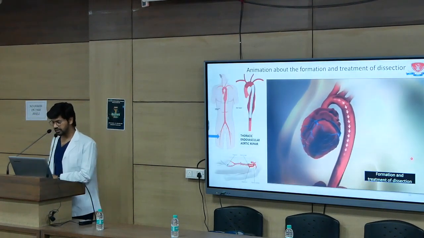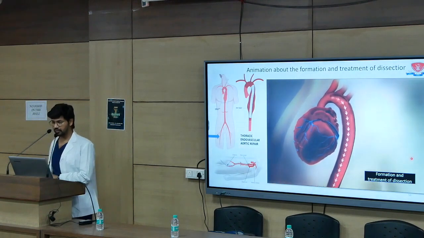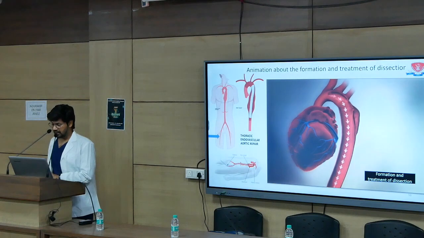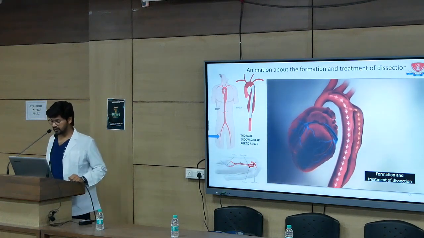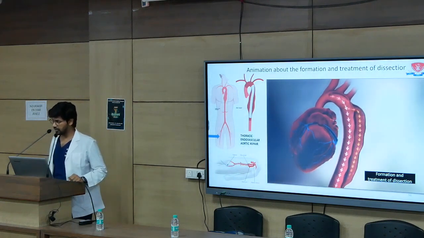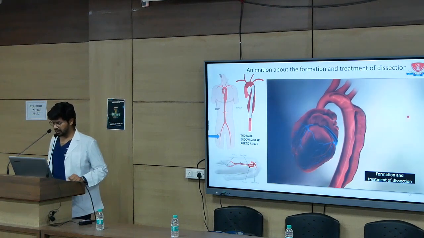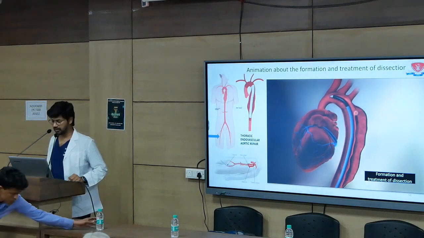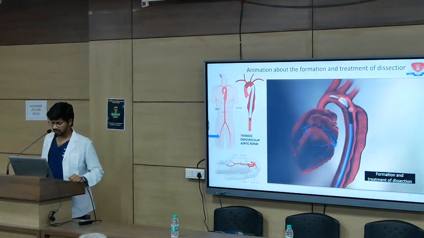This is the animation which tells us about the formation and treatment of the dissection. As you can see, due to high pressure changes, or maybe due to trauma, at the entry point there is resultant formation of the flap, and the descending aortic dissection can occur. This is the treatment.